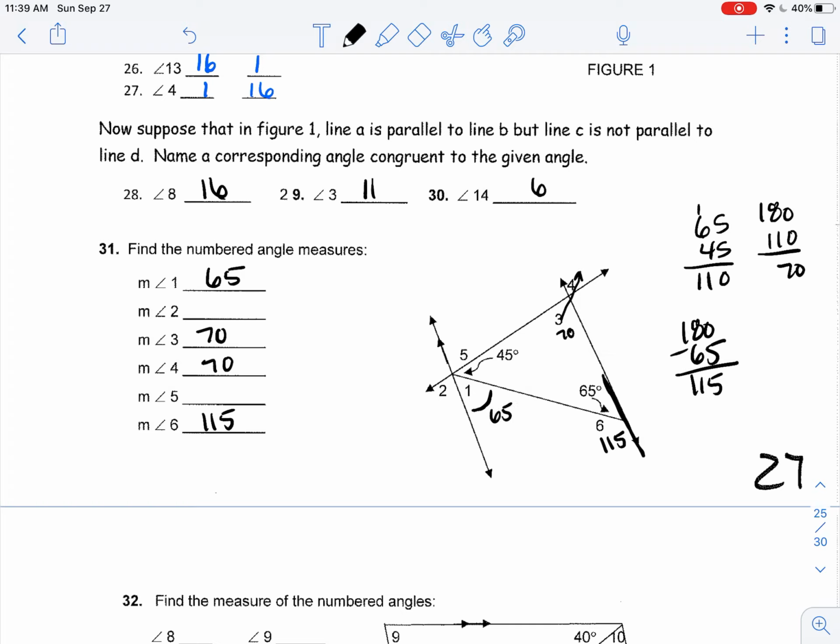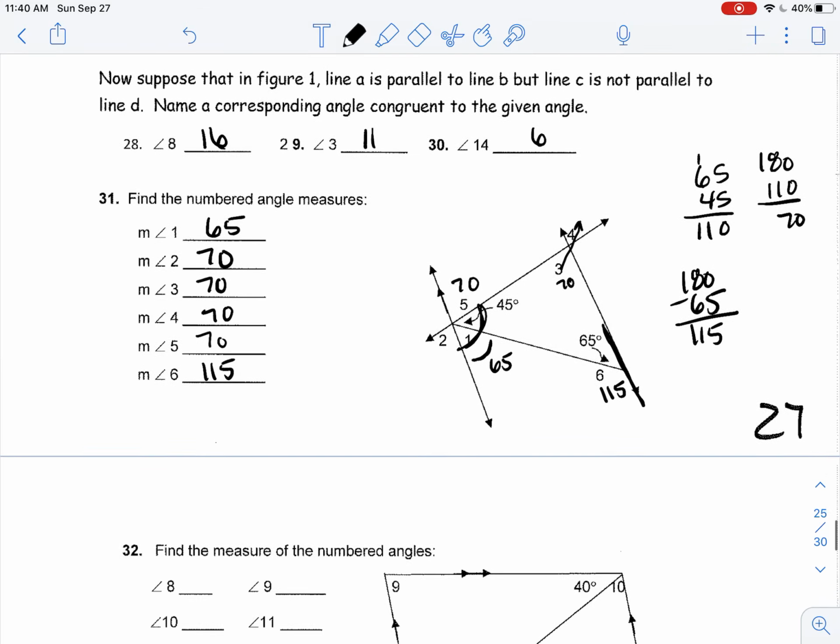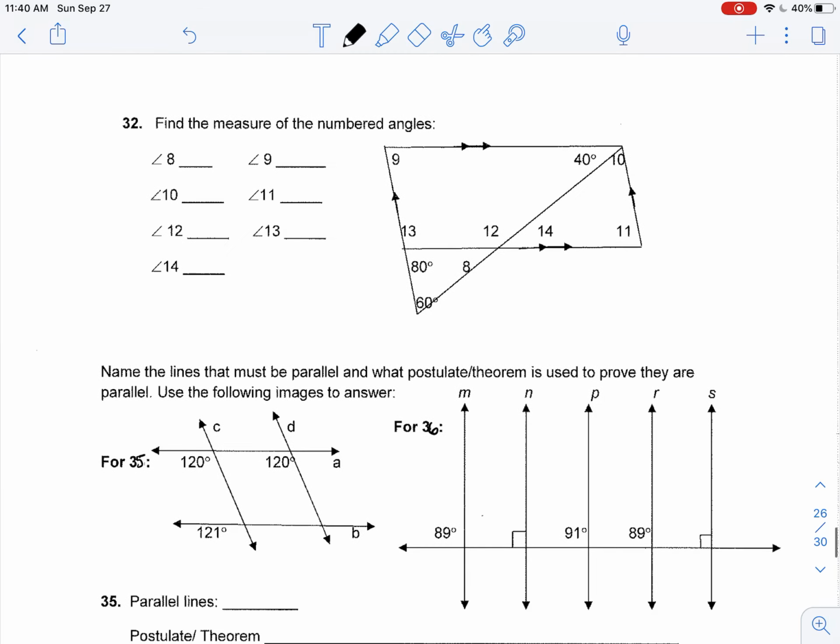All right, so let me write that down. I've got a 65 and 45. Well, these 2 make 110. That means angle 5 is going to be 70. And 5 is vertical from angle 2, so angle 2 is also 70. And there's more than one way, of course, to answer those. But we will have the same angle measures, just different justifications.